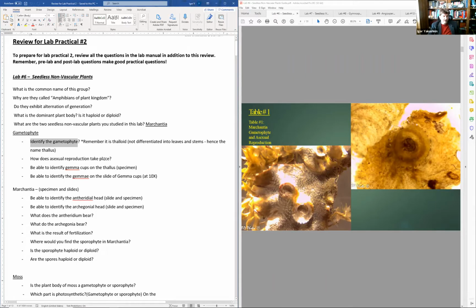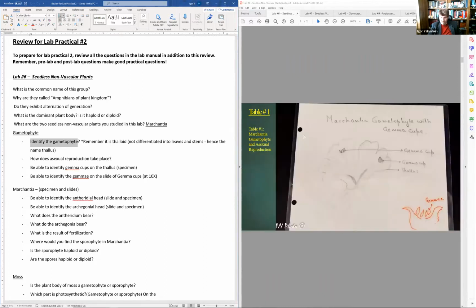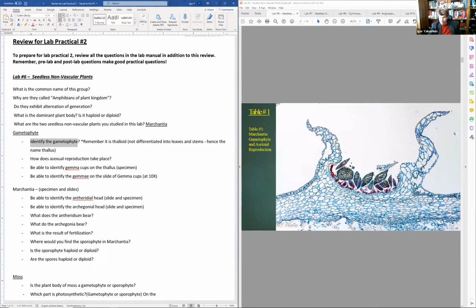So how does the sexual reproduction take place? Let's discuss that. Be able to identify the gemma cup right here within the thallus, and the gemmae inside of it. On the slide, here's the cup part, the gemma cup, and that's the gemma.